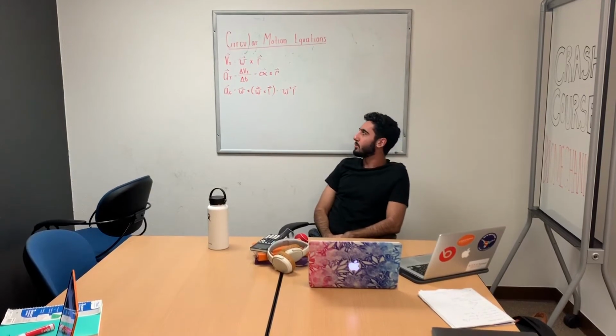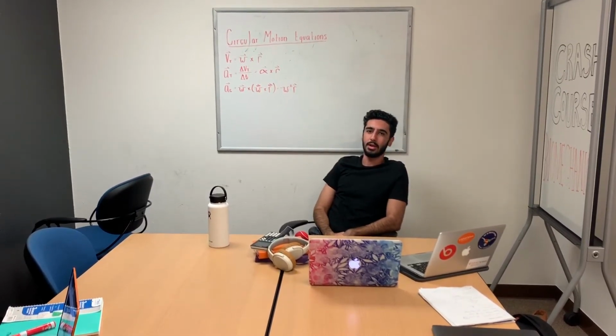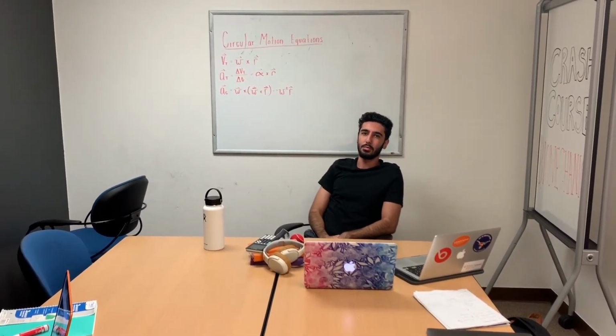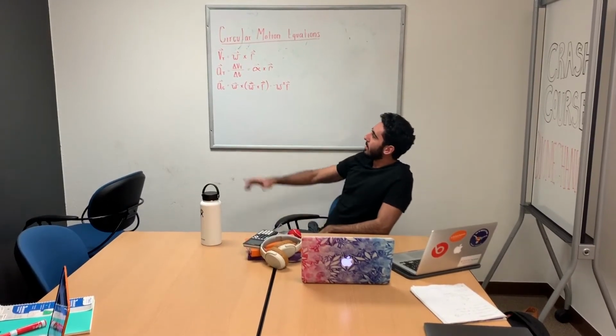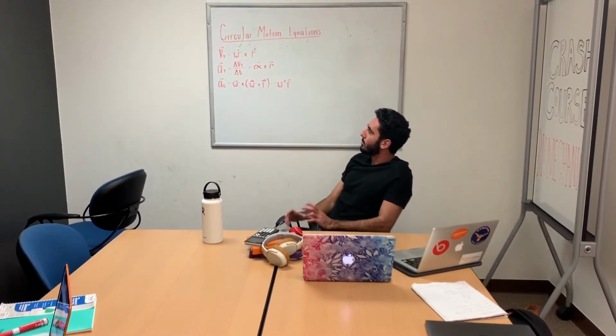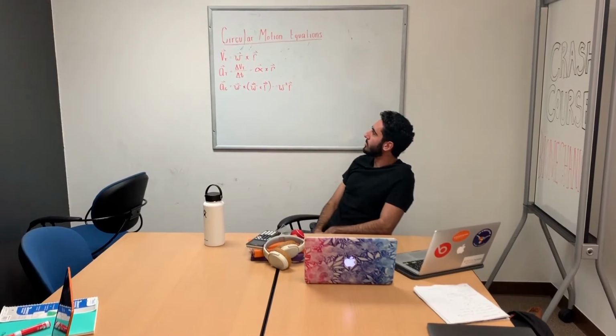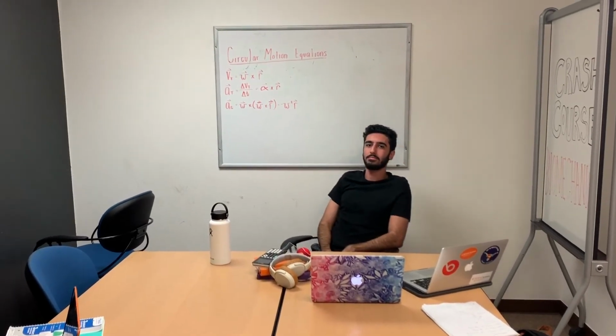The last equation is centripetal acceleration, which is acceleration experienced during uniform circular motion. This is given by omega cross the product of omega cross r, which equals negative omega squared r.